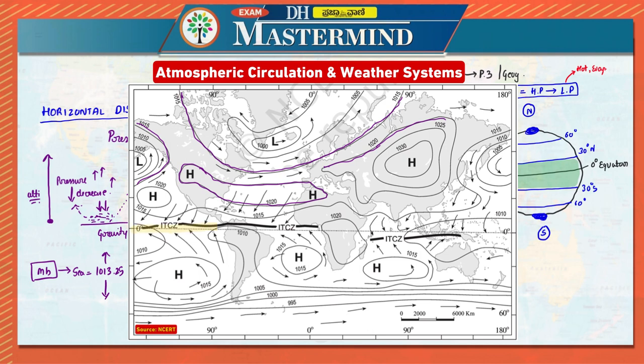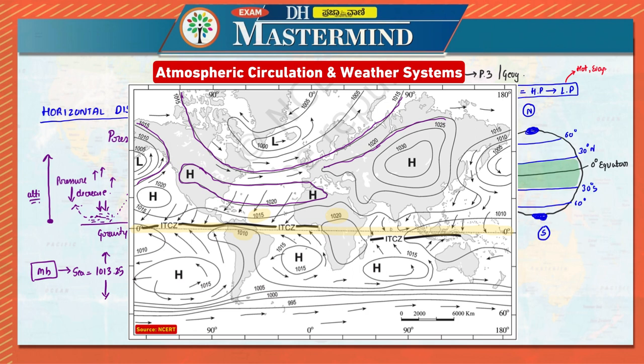Now let us say this is the equator. What is ITCZ, etc., we'll be discussing in future parts. Now if you are looking near the equator, you can see that it is 1010, and here it is increasing, it is 1020. Here it is less again, it is 1015.